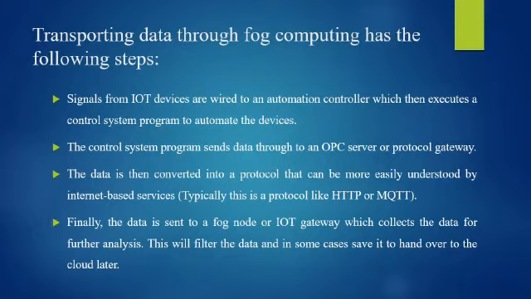The third one is the data is then converted into a protocol that can be more easily understood by internet-based services like HTTP or MQTT. HTTP stands for Hypertext Transfer Protocol and MQTT stands for Message Queuing Telemetry Transport. Finally, the data is sent to a fog node or IoT gateway, which collects the data for further analysis. This will filter the data and in some cases save it to hand over to the cloud later.